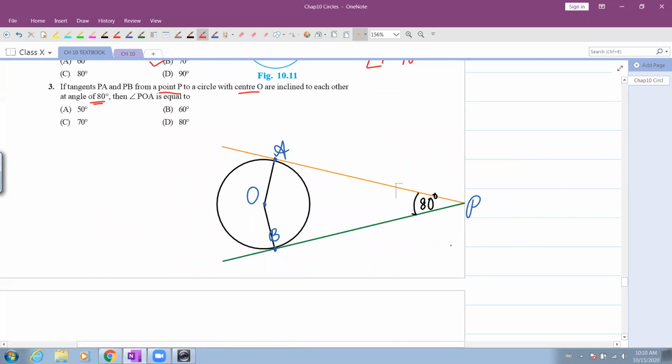From external point P, tangents are drawn to the circle. Points of contact are A and B. The center of the circle is O, and the tangents are inclined to each other at an angle of 80 degrees. You have to find out angle POA. So the first thing you want to do is join the center to the external point and then prove that triangle OPA is congruent to triangle OPB.